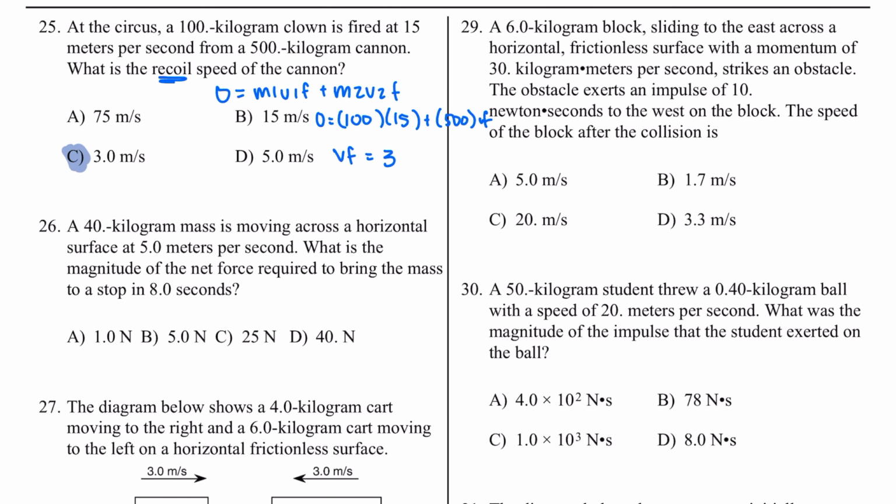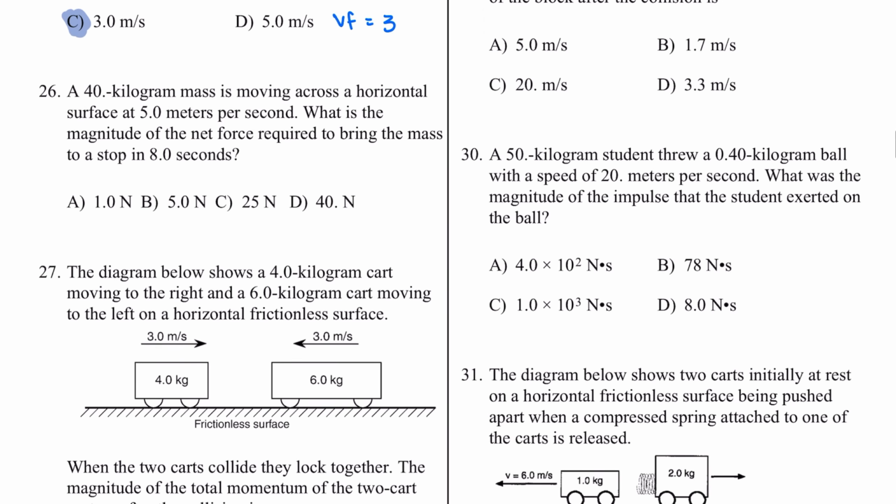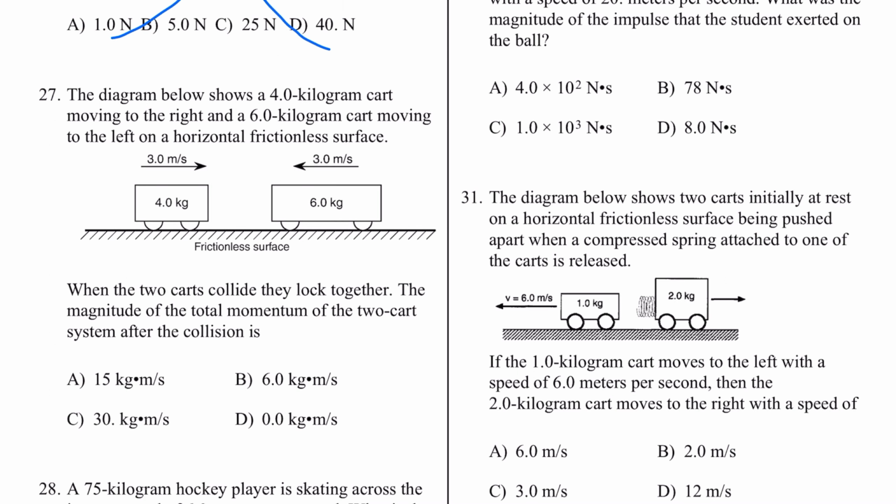So that's choice C. We're going to skip 26 because this is just force. It's really easy. We're going to go on to 27. So the diagram below shows a 4 kilogram cart moving to the right and a 6 kilogram cart moving to the left on a horizontal frictionless surface. When the two carts collide, they lock together.